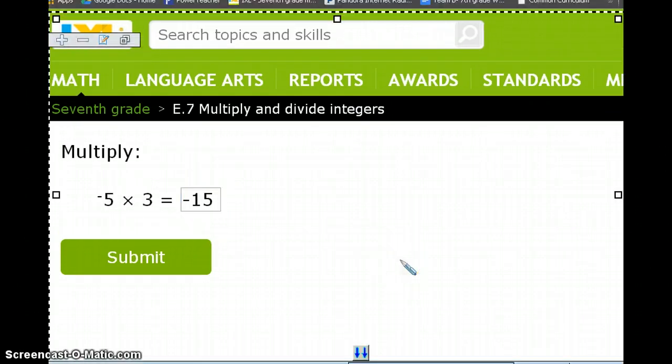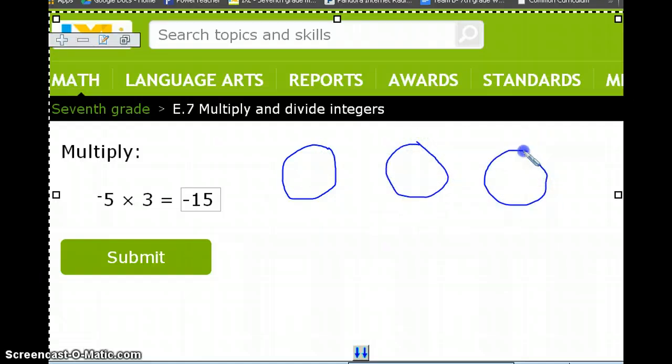So I also want to do some of the visual models for those visual learners. So we know that multiplication means groups of something. So we've got 3 groups of -5. So I'm going to draw 3 circles. So these are our 3 groups. And in each group, we have 5 negatives. These aren't the prettiest looking things, but you get the point. So total, we've got 3 groups of -5. So in total, we've got 15 negatives.